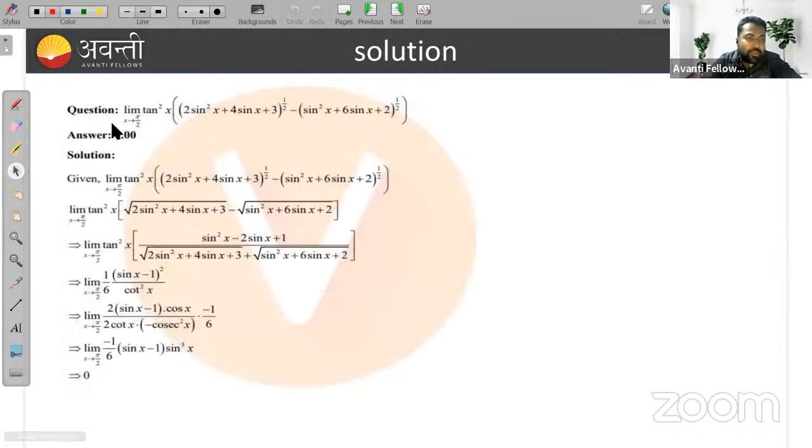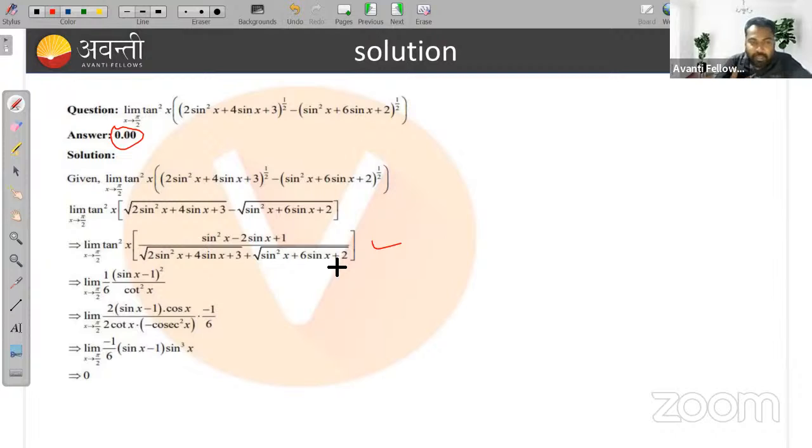So in the question, the answer is 0. The limit as x extends to pi by 2 of tan square x into (2 sin square x plus 4 sin x plus 3) whole to the power 1 by 2 minus (sin square x plus 6 sin x plus 2) whole to the power 1 by 2. First, it is in the root-minus-root form, so we try to rationalize it.